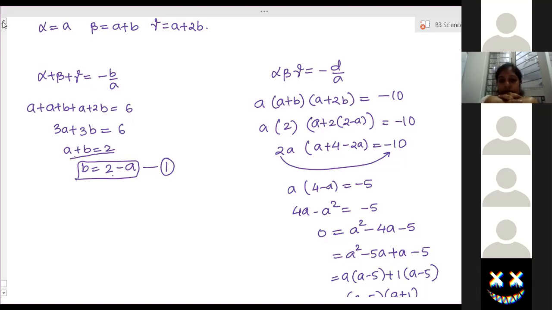Then I did A plus B the whole square is equal to 2 square. A square plus B square plus 2AB is equal to 4. And A square plus 2AB is already minus 5. We got the value. So B square minus 5 is equal to 4. B square equals 9. B is equal to plus or minus 3. Then B is equal to 2 minus A, so A will be minus 1 or 5. By squaring you have used, I have used factorization. Yes, ma'am. Right.